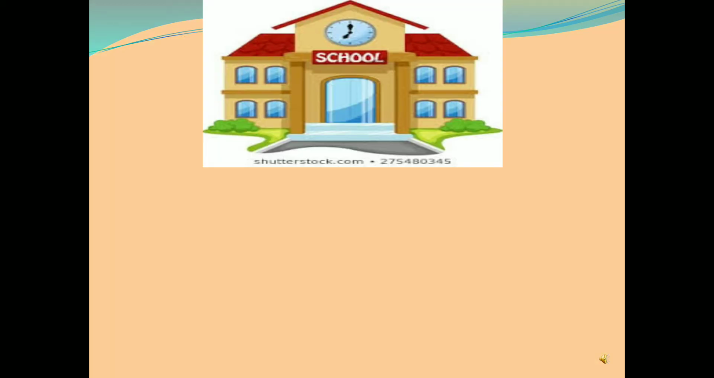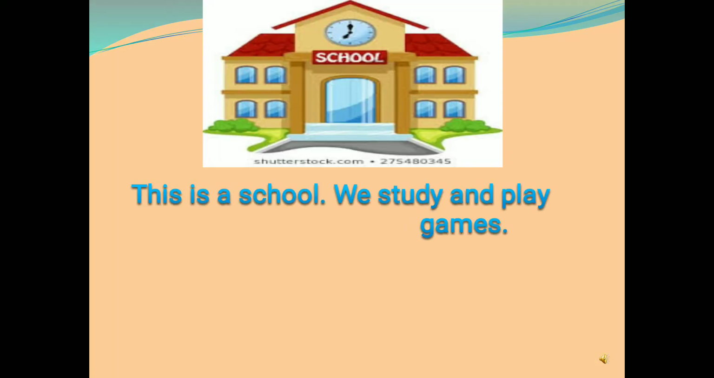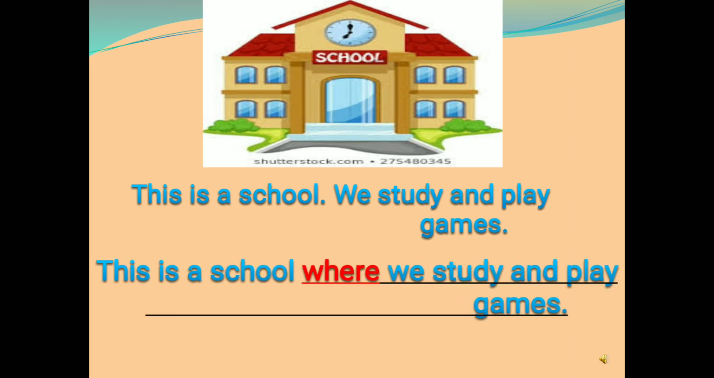Now look at this picture. There is a school. What do we do in school? We study and play games. Here also we can combine these two sentences like this: This is a school where we study and play games. These two sentences are combined with the relative pronoun where, and where represents the school.